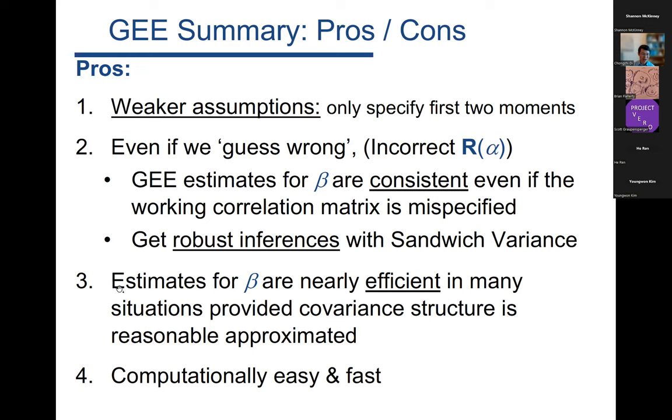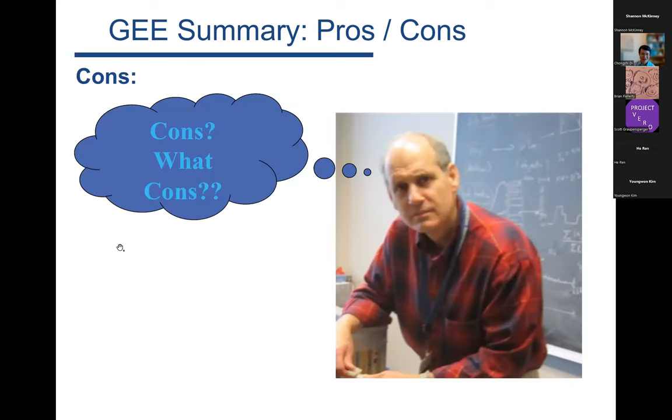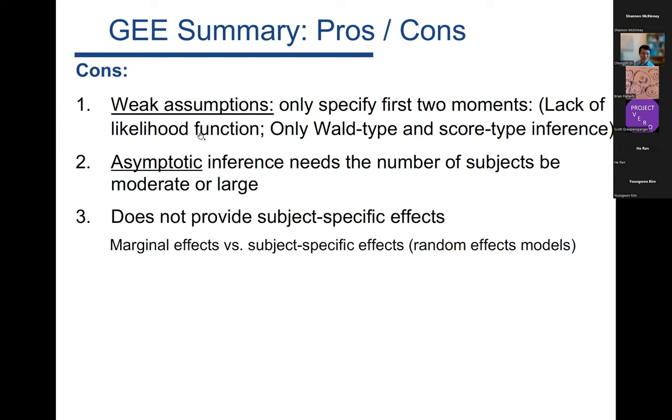And the third one is that the quality of your working correlation determines the efficiency, or the precision, or the power of your model. So if you want to be as efficient and powerful as possible, you should spend a little more time getting the working correlation as close to the observed data as possible. And it's also computationally easy and fast. In terms of cons, the first one is that you don't have a likelihood, so sometimes you're lacking some goodness-of-fit estimators. But everything has pros and cons, and depending on how you view it, it doesn't have to be a con.